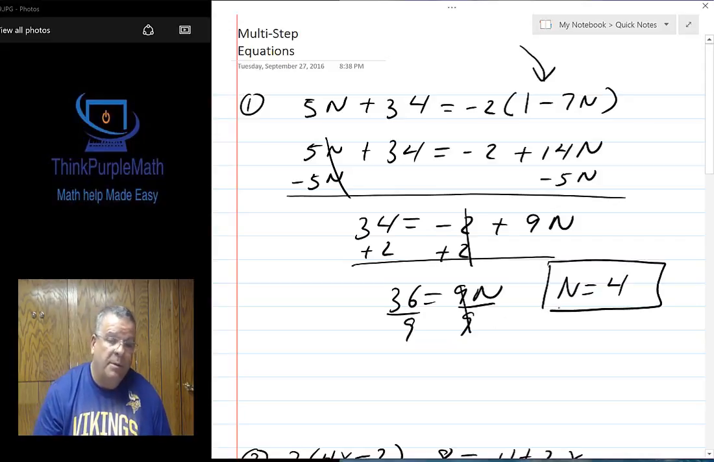Notice the steps. The first step was to distribute. The second step was to subtract 5n on both sides. We can do pretty much anything we want at that juncture as long as we do the same thing to both sides of the equation. And then it becomes a two-step equation, and it has to follow a certain pattern.